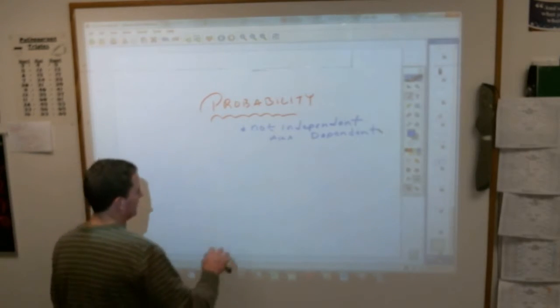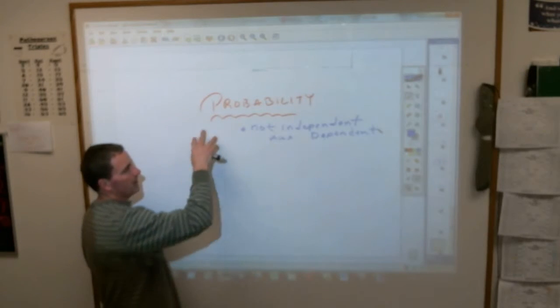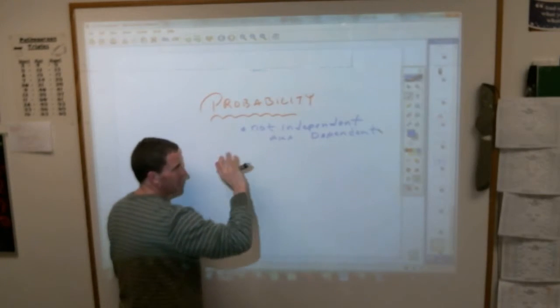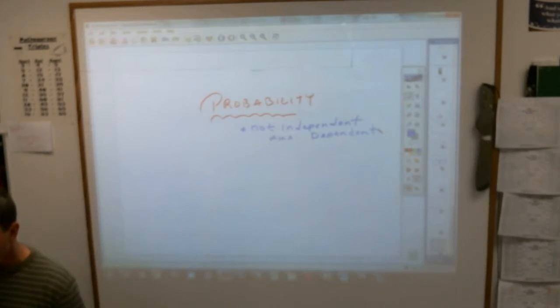We are not looking at independent, we are looking at dependent, which means the probabilities are going to depend on what happens there. They can't stand alone. For example, let's write one down here.